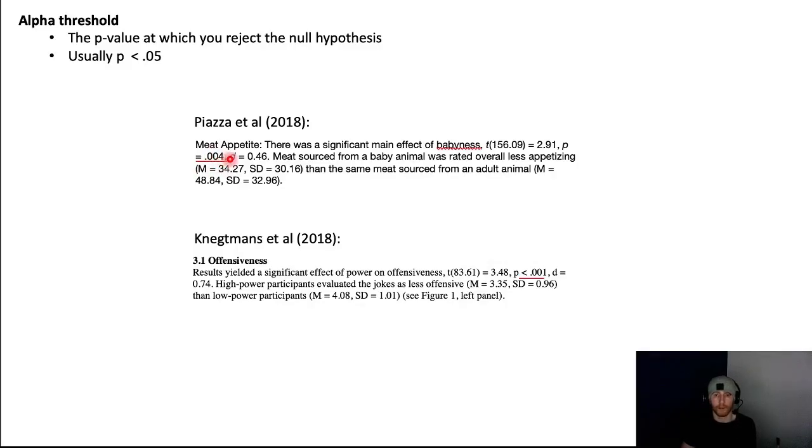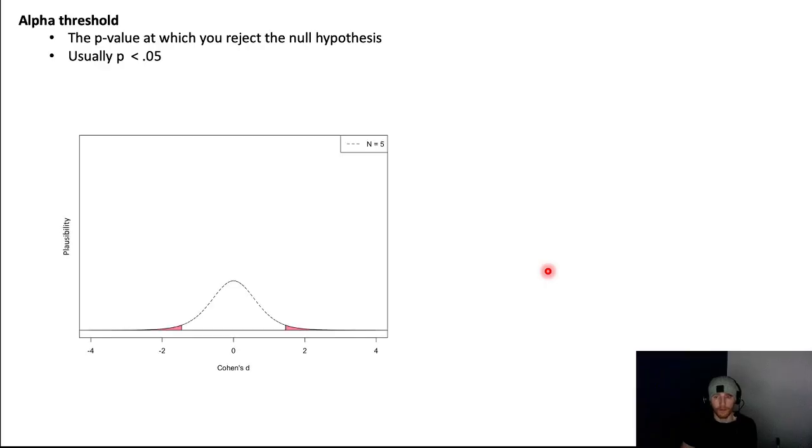So we say that we reject the null hypothesis. We declare that there's an effect here. And likewise here, the p-value is smaller than 0.001. So we say that that's smaller than 0.05. Therefore, we reject the null hypothesis. So why do we calculate p-values? What is a p-value? A p-value is just the proportion. Well, let me explain it this way.